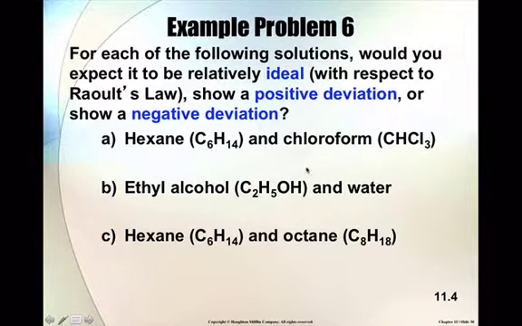And that's the example problem 6 they're asking you about. Which of the following would be ideal, show a positive or show a negative deviation? So if we wanted to look at these, hexane is nonpolar. If we were to draw it out, it's just a chain of 6 carbons with a bunch of hydrogens on it. Chloroform is polar. So nonpolar and polar, those are the ones, because this is nonpolar, polar, this will cause a positive deviation.